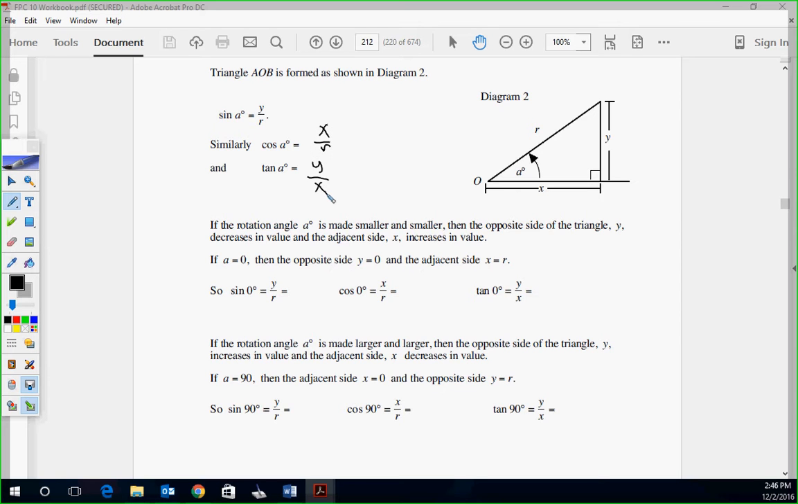So with this, I want you to get this, please. Okay, come on, guys. Come back. Okay, x over r and y over x. You need to understand that sine goes with y, cosine goes with x in terms of movement. That's going to help make sense of the next couple lines.